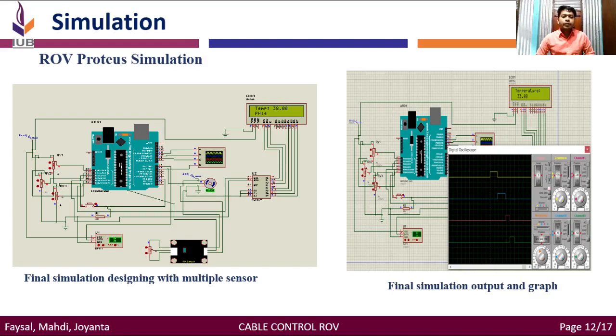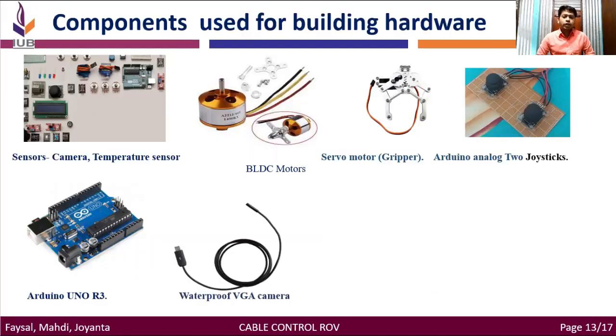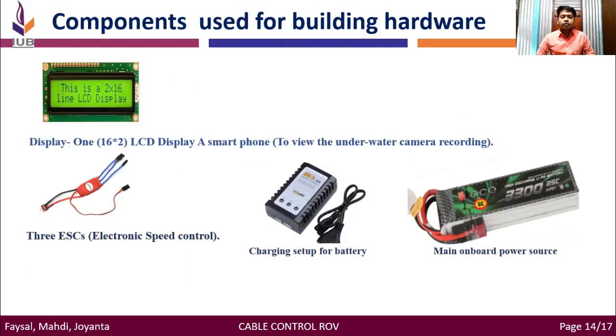We also add a temperature sensor with an LCD display, and all of these are controlled by an Arduino Uno. The necessary components are a BLDC motor, servo motor, ESC or electric speed controller, temperature sensor, camera, microcontroller, LCD display, and smartphone. The power source is an 11.1 volt 3-cell lithium-ion battery, and then a good plastic frame for the ROV.